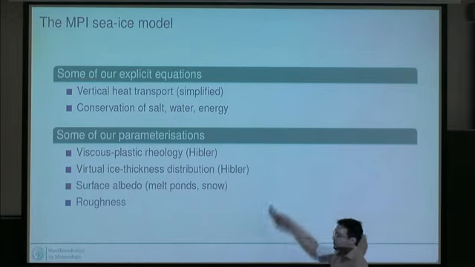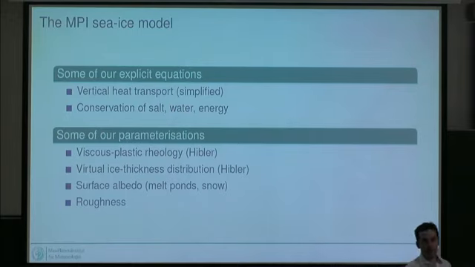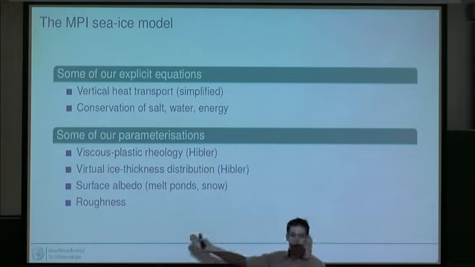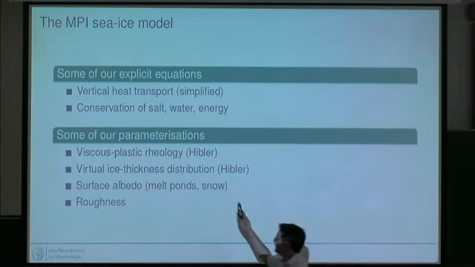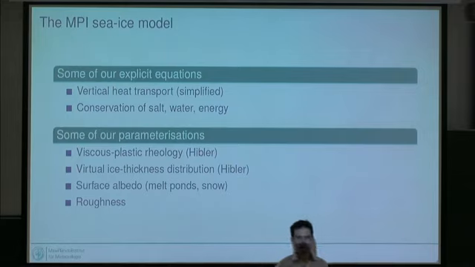And then there are all sorts of parameterizations because stuff happens on smaller parts of our grid cell. For example, the rheology describing how much force you have to give to sea ice for it to move around and how fast it moves if you exert a certain force is described by the sea ice rheology. We use the traditional viscous plastic rheology from Hibler.